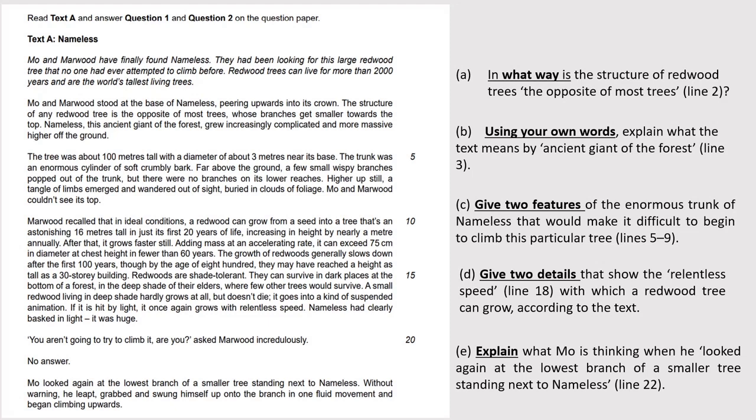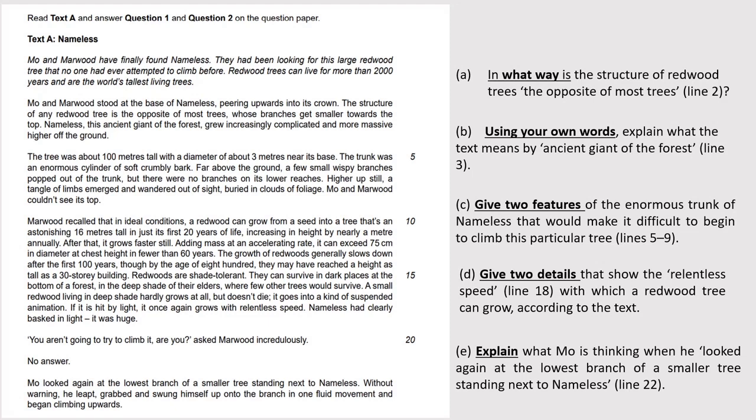Yes, the growth of redwoods generally slows down after the first 100 years, though by the age of 800 they may have reached a height as tall as a 30-story building. Now, what could be my possible answers here? Well, I think that if I write a redwood can grow from a seed into a tree that is up to 16 meters tall in about the first 20 years of its life, and I could also say that it grows by nearly a meter annually.